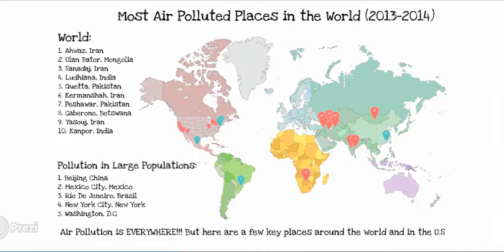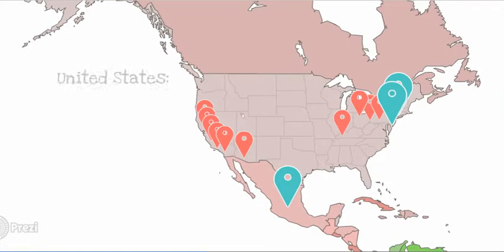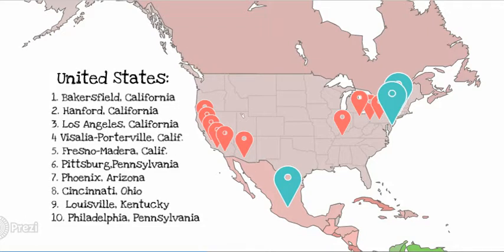So pollution is everywhere, but here are just a few key places around the world and in the U.S. We're going to focus in on a couple here in the United States. The top 10 cities in the United States are from 1 to 10. Bakersfield, California is number 1. Fresno, California, number 5. And Philadelphia, Pennsylvania, number 10.